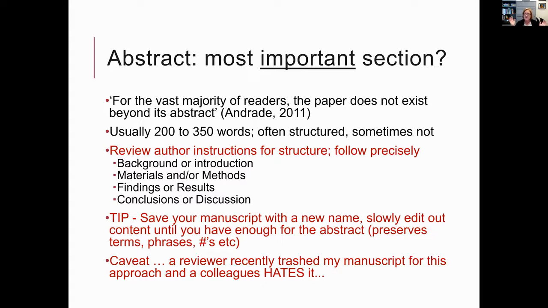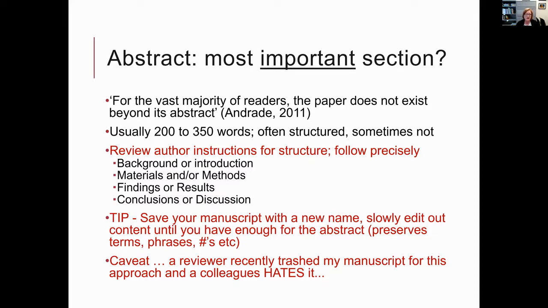We take the full manuscript, we give it a new name, and then we start cutting out all the stuff that we don't need for the abstract. And we keep cutting it down until we have the abstract. And why do I do that? I think it saves time.